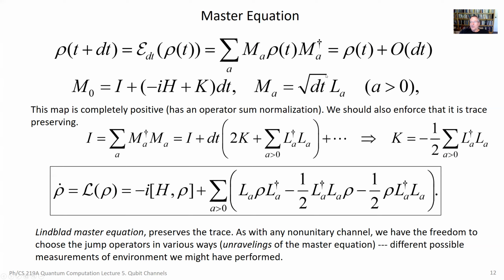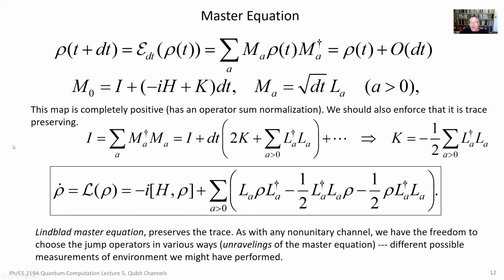I arrange that by putting the square root of dt here. And then I will have LA adjoint LA times dt is what MA adjoint MA is equal to, where LA is this jump operator. And so since this normalization condition has to be satisfied up to order dt, because I don't want the trace to be changing with time, I can express K in terms of the jump operators, and that's what I did here. This expression in parentheses has to be 0. That means K is equal to minus 1/2 times the sum of LA adjoint LA summed over all the jump operators.